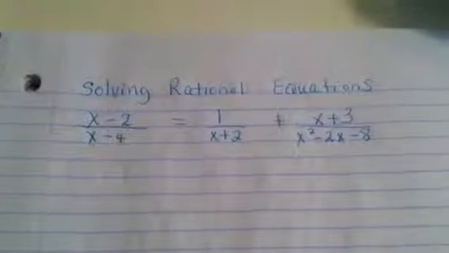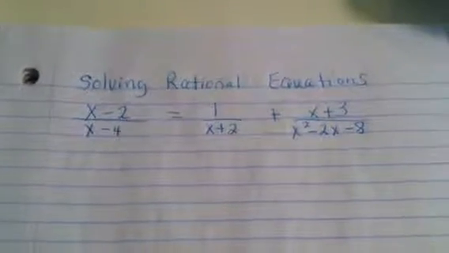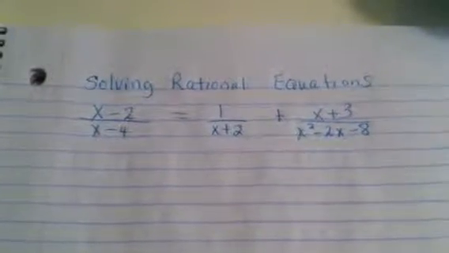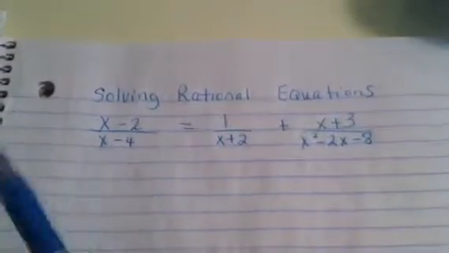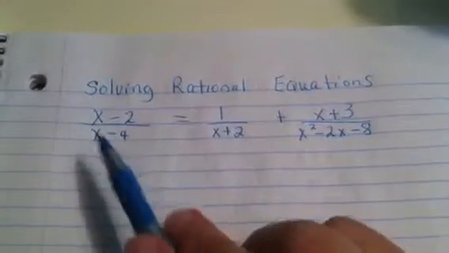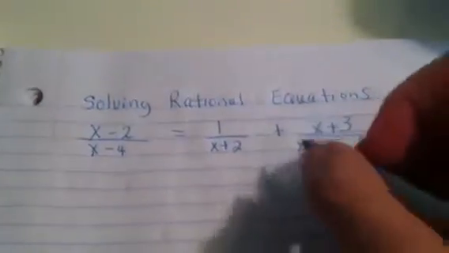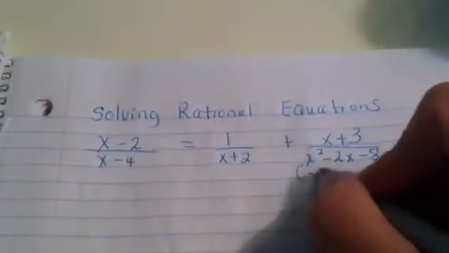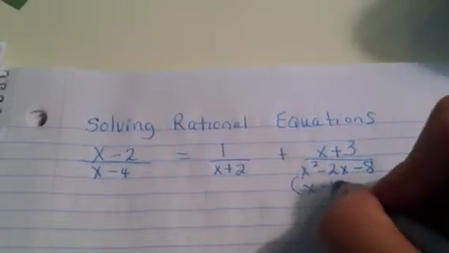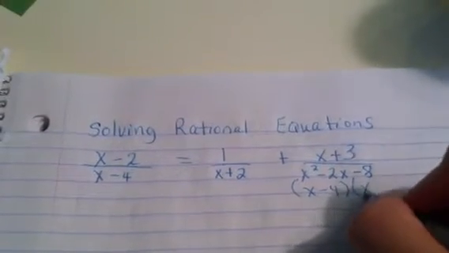Okay, we're going to work on solving rational equations. The first thing we need to do is get a least common denominator, so all denominators need to be in factored form. This one's good, and this one is going to factor into x minus 4 and x plus 2.